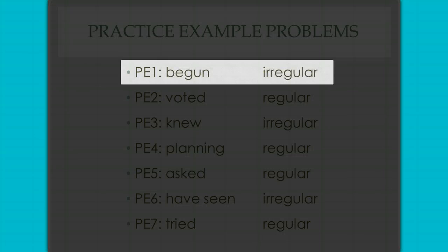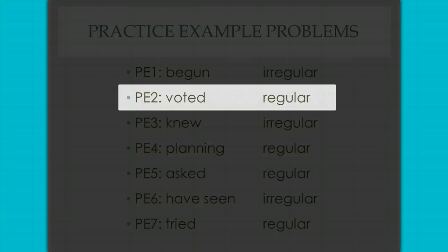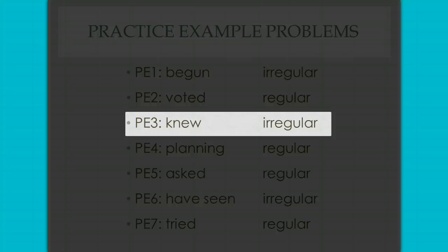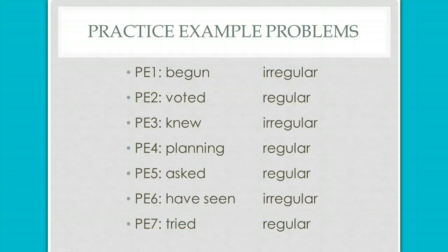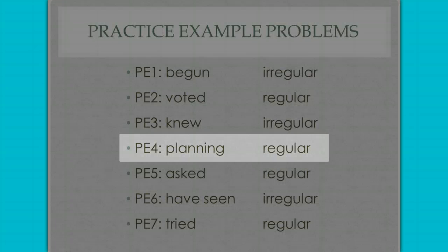Practice example number 1. The correct verb is begun, and it is an irregular verb. Number 2. The correct verb is voted, and it is a regular verb. Number 3. The correct verb is knew, and it is an irregular verb. Number 4. The correct verb is planning, and it's a regular verb.